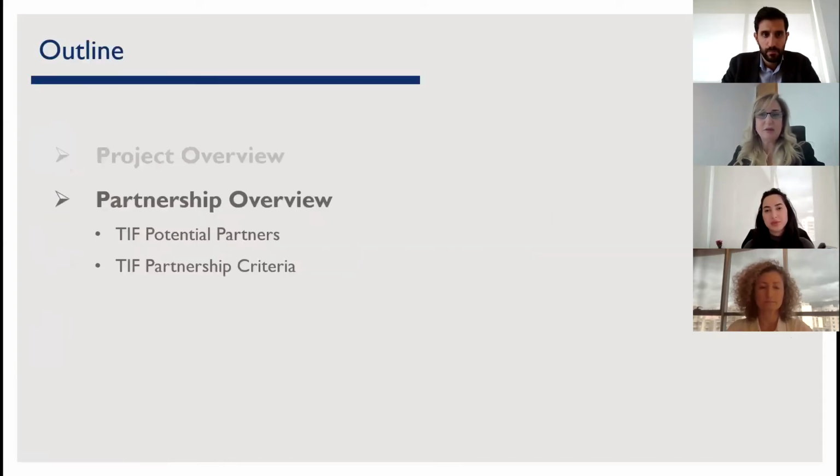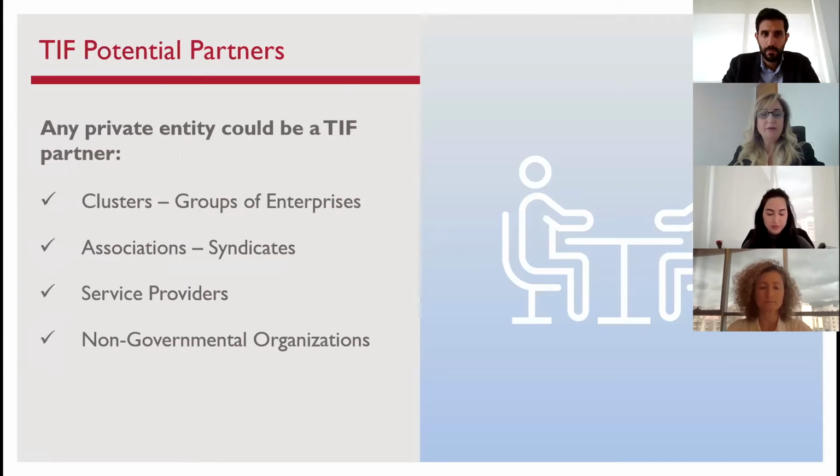Now, let's discuss the partnership. Who are TIF potential partners? Who could be our partner? Any private entity could be a TIF partner: clusters, group of enterprises, associations, syndicates, service providers, NGOs. Now if you noticed, here we didn't put individual firms, but individual firms can still apply if they have a plan to impact the sector or a cluster or a group of enterprises. So here we are focusing on the point that the impact must be on a cluster or a group of enterprises or a sector.